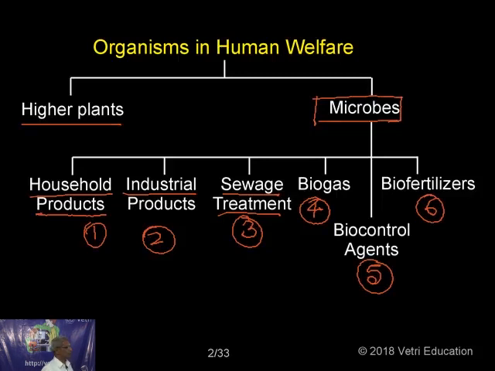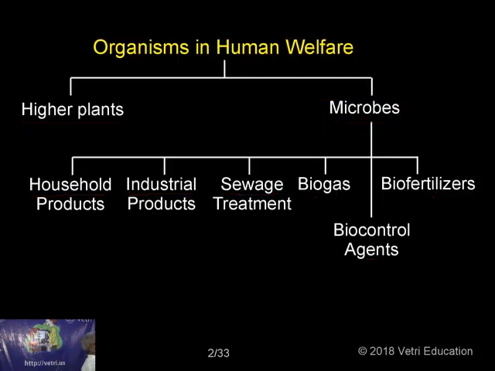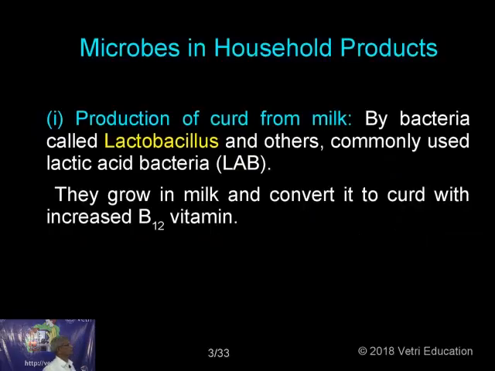So, it is on these six aspects that I am going to discuss elaborately for you. First, we will take up the discussion on the use of microbes for household products. Then we will go to industrial products. Like that, we will go one after another. So, first, how the microbes are used for household products.